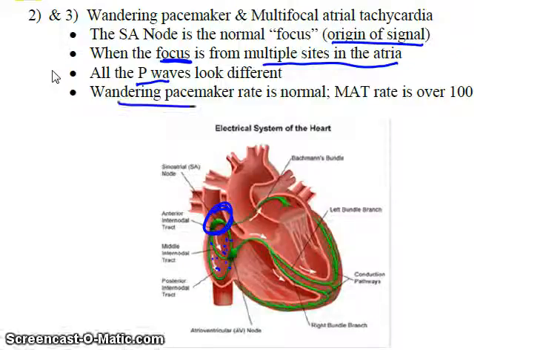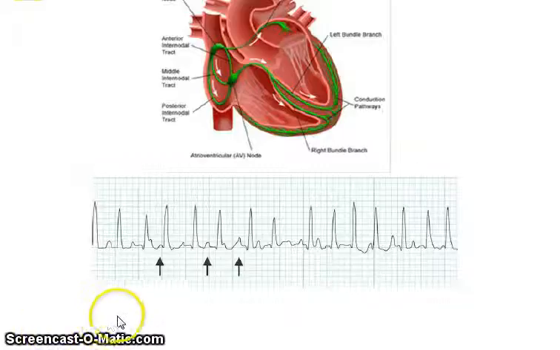Now, the only difference between a wandering pacemaker and multifocal atrial tachycardia is that in MAT, the rate is over 100. So, wandering pacemaker, the impulse comes from multiple places in the atria with a normal rhythm. MAT, the impulse comes from multiple places in the atria and the rate is over 100. So that's the only difference between those two. Okay, and then I included an example of what a wandering pacemaker looks like. And again, the arrows are pointing to all of these P waves that look different. And that's what a wandering pacemaker or MAT looks like.